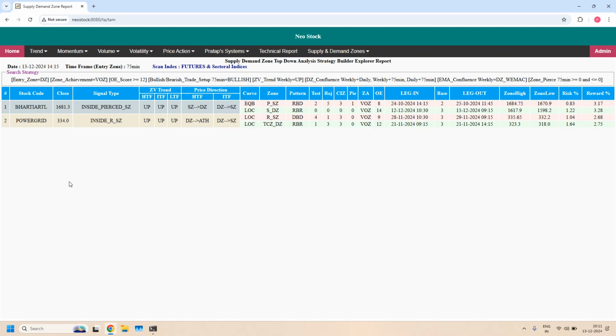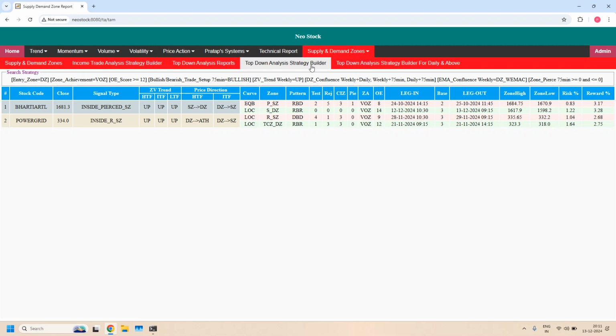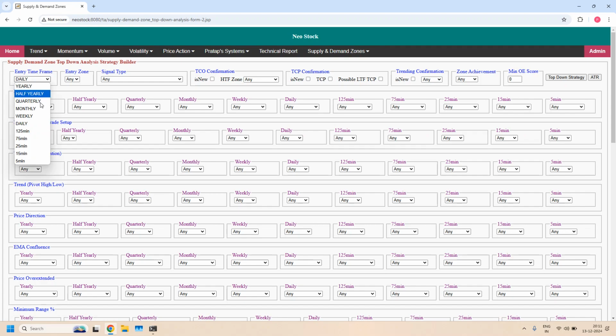Okay, this is about bullish trade setup, weekly income trade. Next, bearish trade setup, weekly income trade. Entry time frame 75 minutes. Entry zone, supply zone. Bullish or bearish trade setup at 75 minutes.